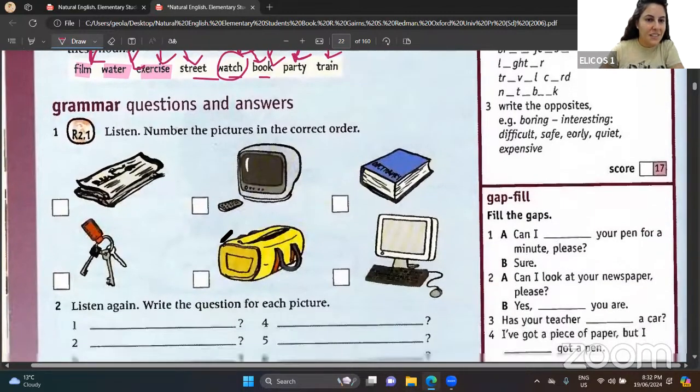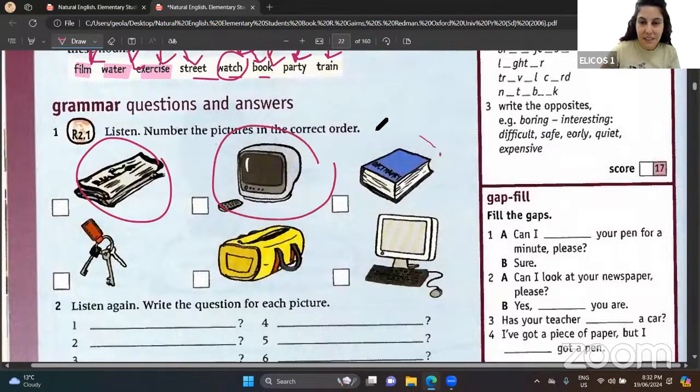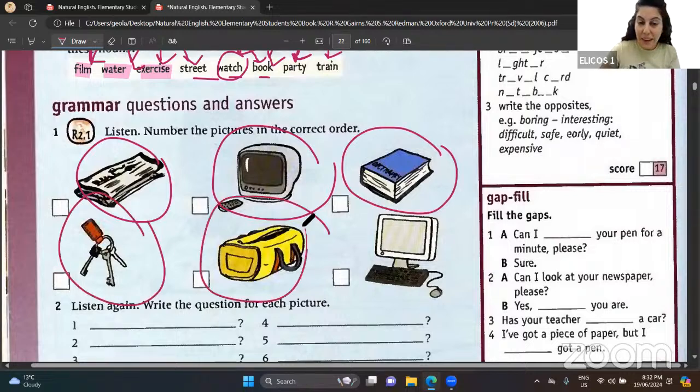Okay. So we don't have the audio, but newspaper, computer, dictionary, keys, bag. Yeah. Computer. So this would be TV. Sorry, this one TV, this one computer.